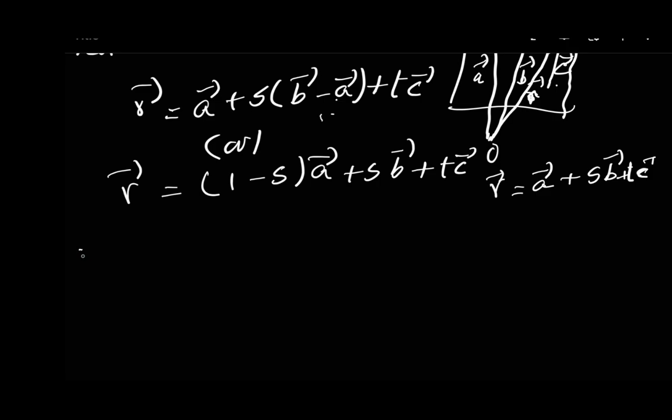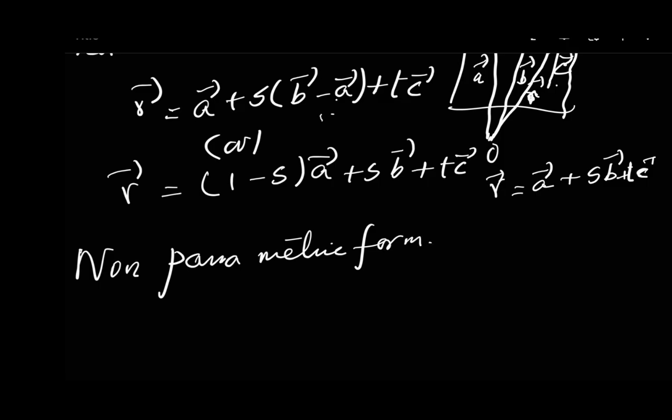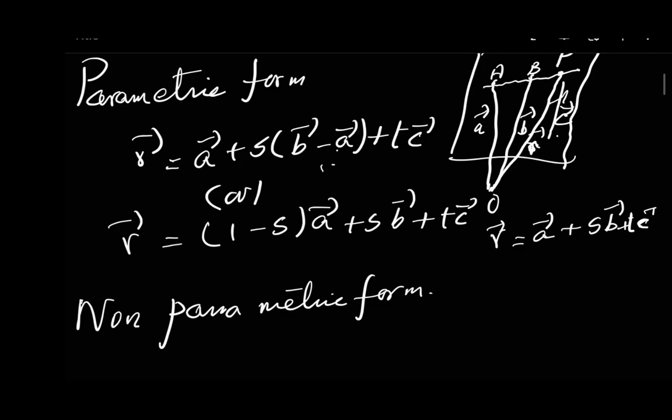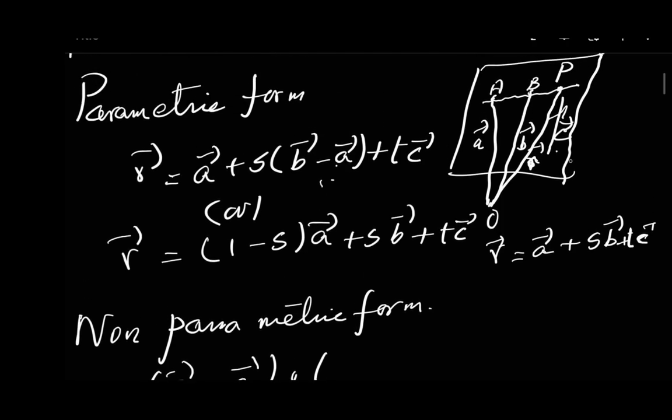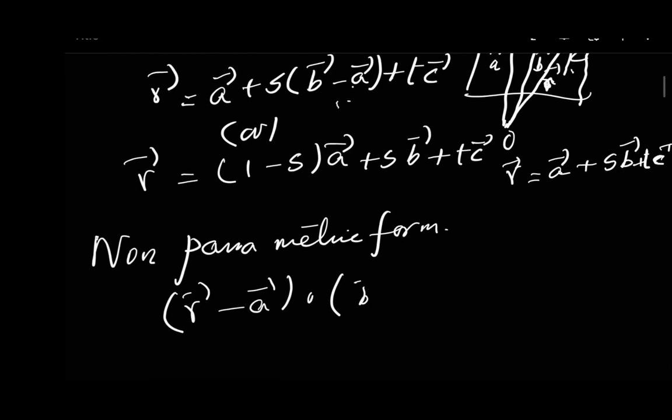Now come to the non-parametric form. Here vector R minus A dot, for non-parallel vectors, we can take this vector C and this line AB, B minus A, the cross product, that is vector B minus A cross vector C, equals 0.